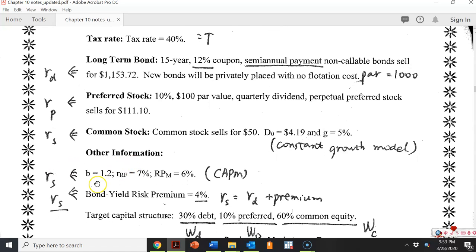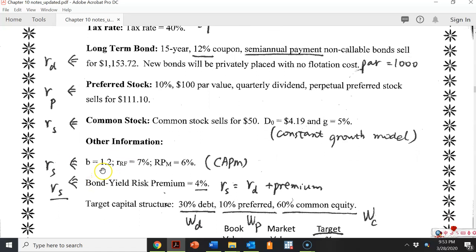Other information: we also know the beta for this firm is 1.2, the risk-free rate is 7%, and the market risk premium, RP_M, is 6%. Based on this information, we can use the CAPM model we learned to calculate R_S, the stock return, or cost of common stock.